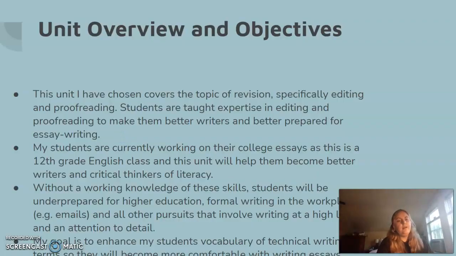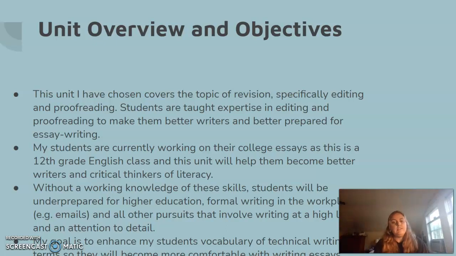Overview and objectives. The unit I've chosen covers the topic of revision, specifically editing and proofreading. Students are taught expertise in editing and proofreading to make them better writers and better prepared for essay writing. My students are currently working on their college essays, as this is a 12th grade English class, and this unit will help them become better writers and critical thinkers of literacy.